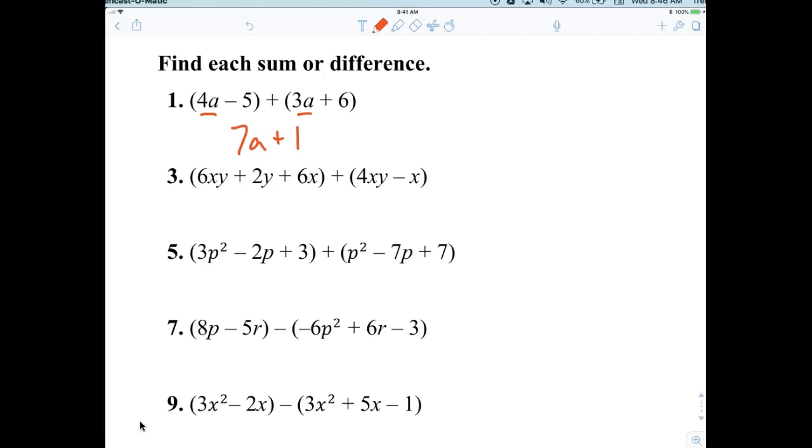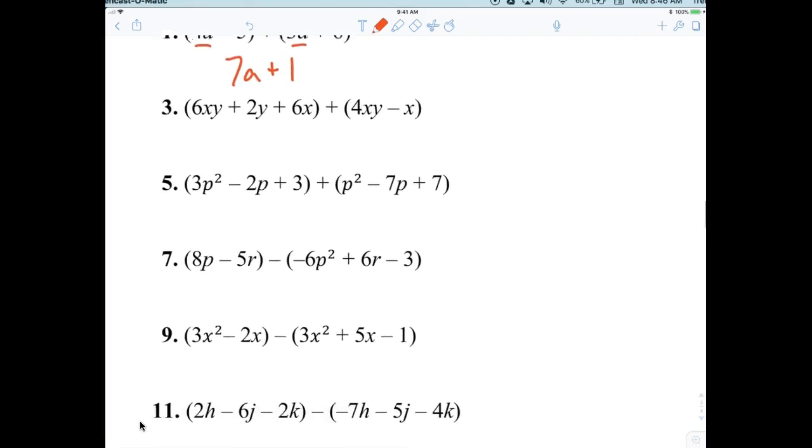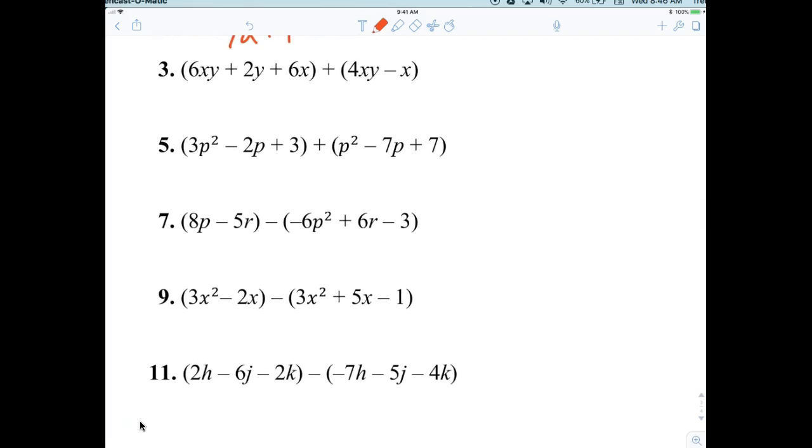7a plus 1. Beautiful. Everybody happy with that? All right. So just to save time, I'm going to go down the page.